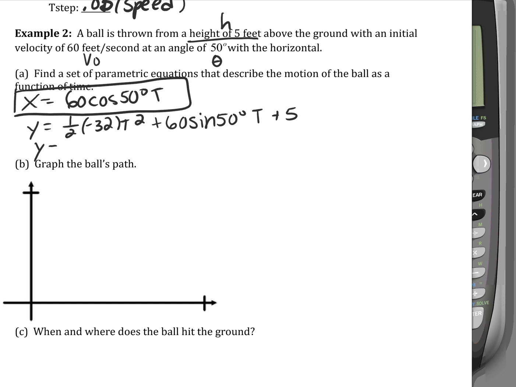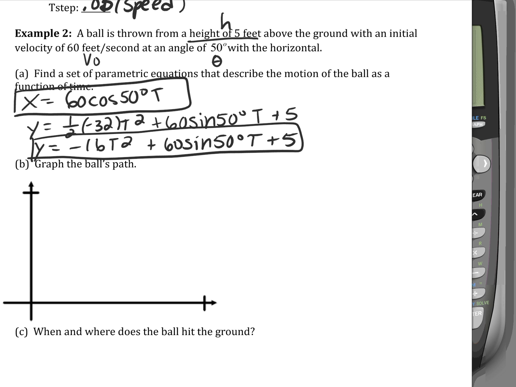This time the 60 sine 50 is not an exact value, so we'll keep it in there and use the 60 sine 50 as our coefficient when we go to do some of our different calculations. So those are our two equations.